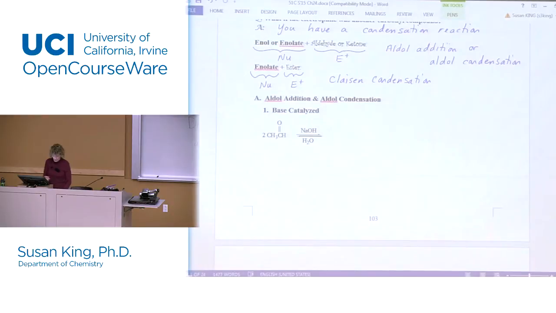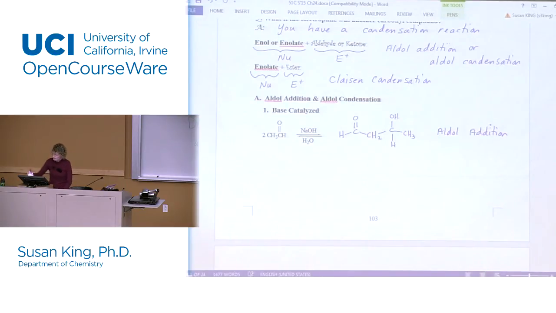Here is base catalyzed, and here's the product that you get, and then we're going to go through the mechanism. Very highly likely that this mechanism will be on midterm 2. Very highly likely you'll see an aldol, and very highly likely you'll see a Claisen condensation on midterm 2. That's usually how I roll with that material. Okay, that's aldol addition.